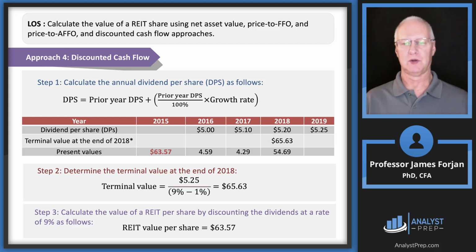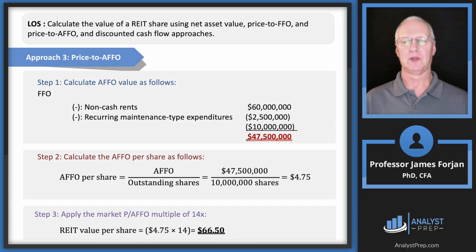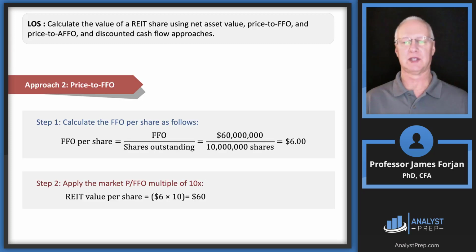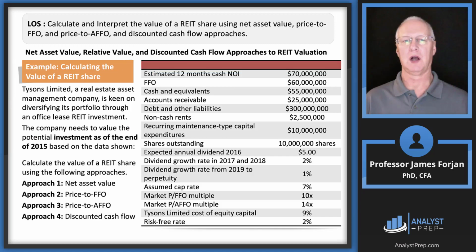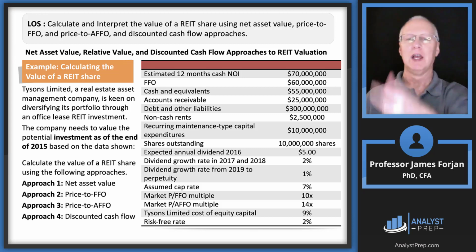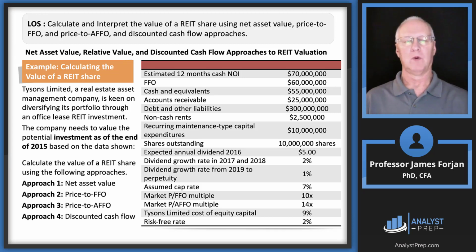And so let's just do a quick recap here. So $63.57, $66.50, $60, and $78 using those 4 different approaches that we had down the left-hand column, given the table on the right-hand column. And so notice there's a whole bunch of stuff there.